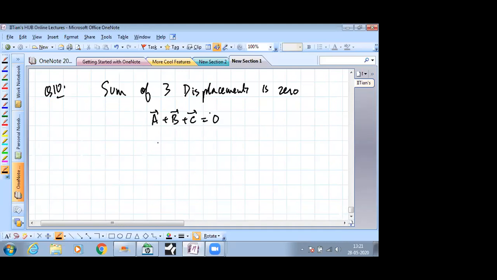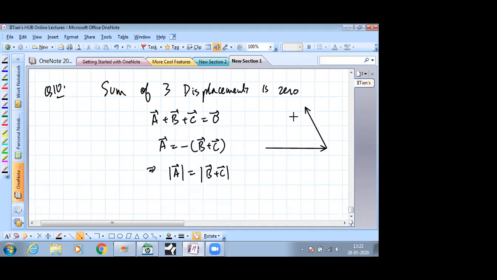So again, this is that type of question, that A is equal to minus of B plus C. That means the magnitude of A should be equal to the magnitude of B plus C. Or if you think of this like a triangle, it's like this. If this is B and this is C, then in this case A should be like this.